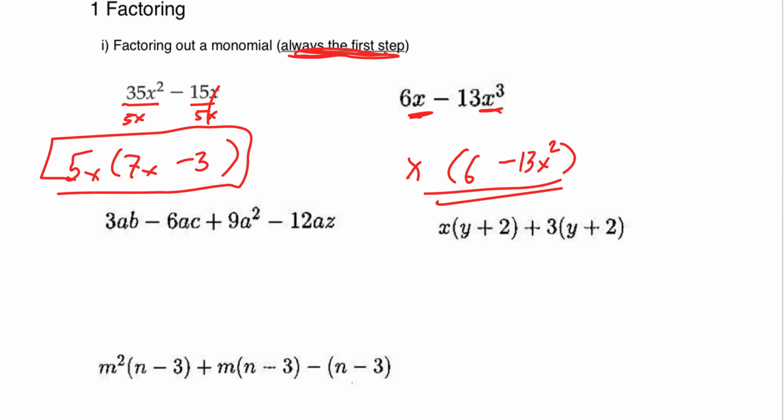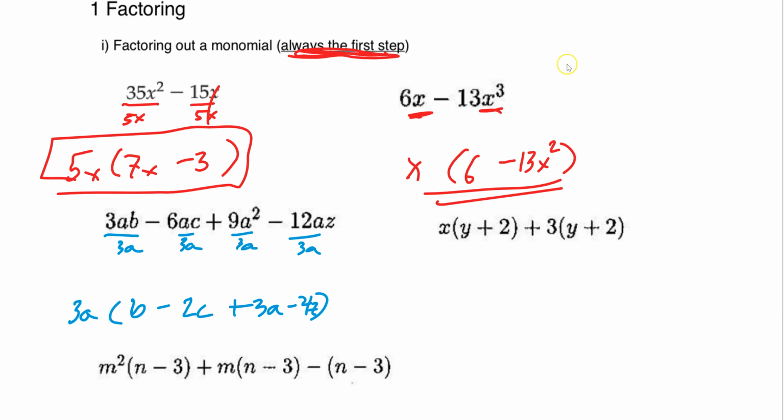And we go on to the next one. And look at all of these and try to see what they all have in common. I could divide them all by 3, because that's the smallest thing that they all have in common. And they all have an a, it looks like. So 3a. Right, and then you just divide each of these by 3a. And you get b minus 2c plus 3a minus 4z. And there you go.